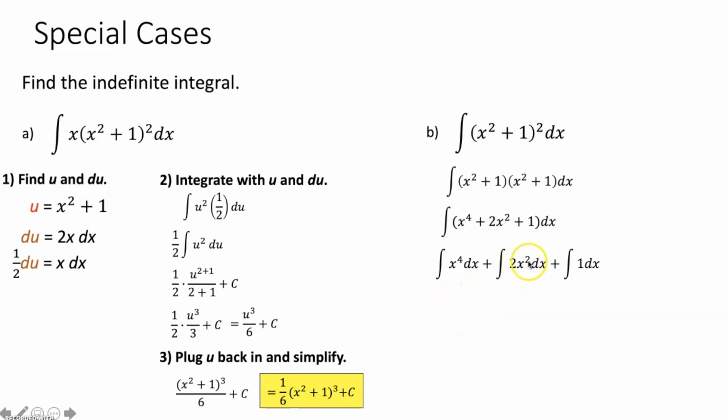Here, the integral of 2x squared dx. The 2 hops out front, and you just integrate x squared dx, which is x to the 2 plus 1 power over 2 plus 1 plus c. We integrate 1 dx. The 1 you can technically take out front, or you can just integrate. It just becomes x plus c.